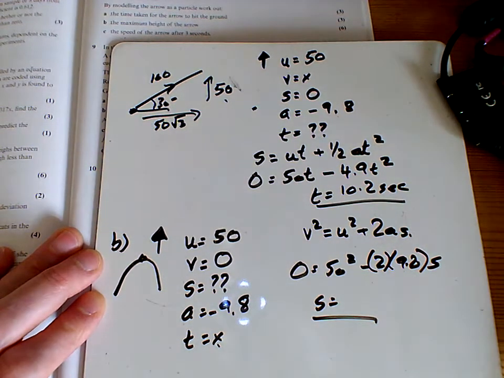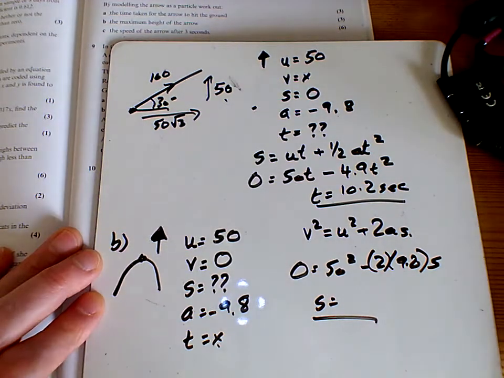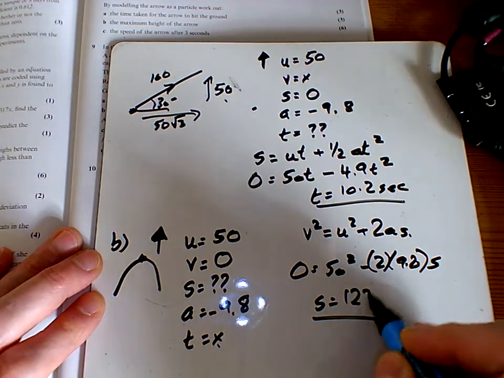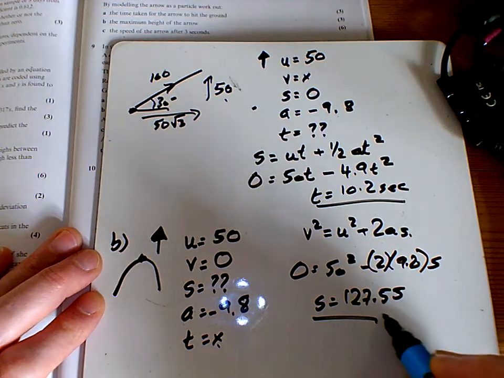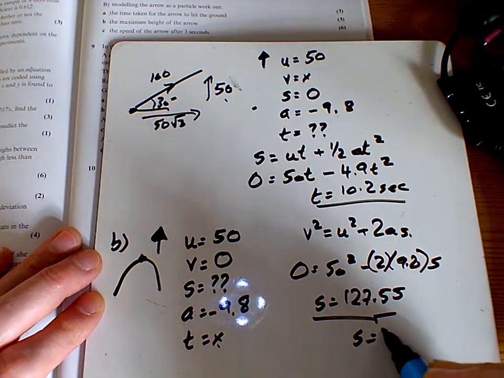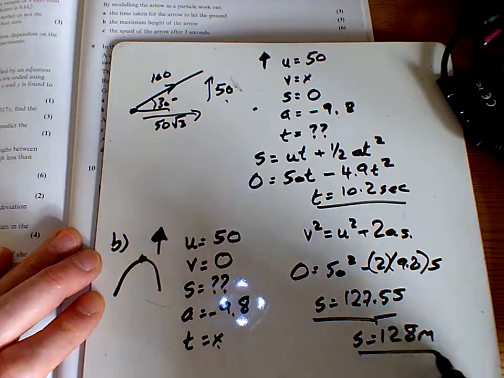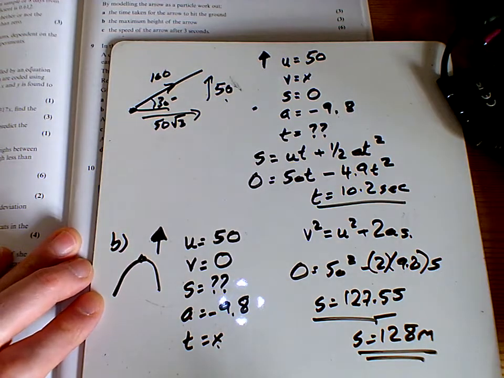And tapping that in gives us 127.55. And again, we'll round that to 3 significant figures. So I'm going to go for 128 meters for part B there.